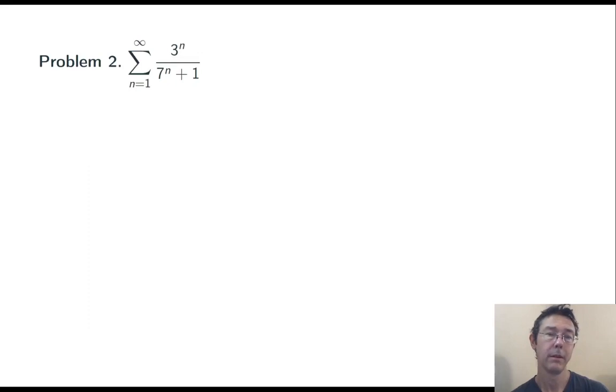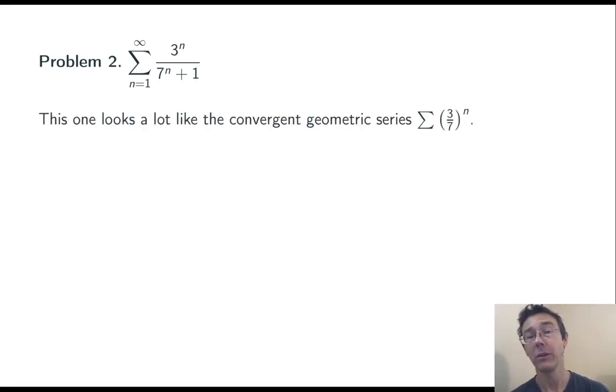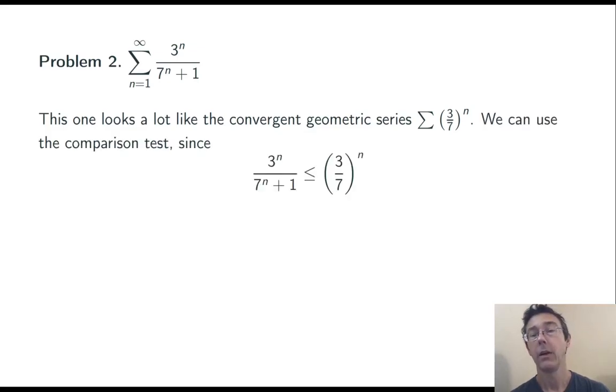Problem 2. Sum from n equals 1 to infinity, 3 to the n over 7 to the n plus 1. I'm going to use the same principle as before. As n gets large, the 1 in the denominator isn't going to really make a difference, because 7 to the n is going to be enormous. So I expect this series to behave like the geometric series, the sum of (3/7) to the n, the series I get when I just leave off that 1. Now, I'm going to do this with a direct comparison test.